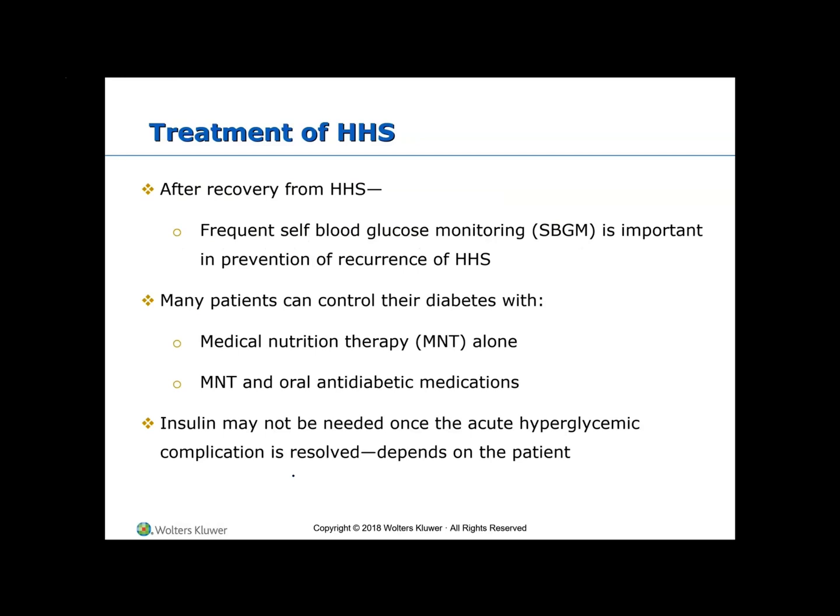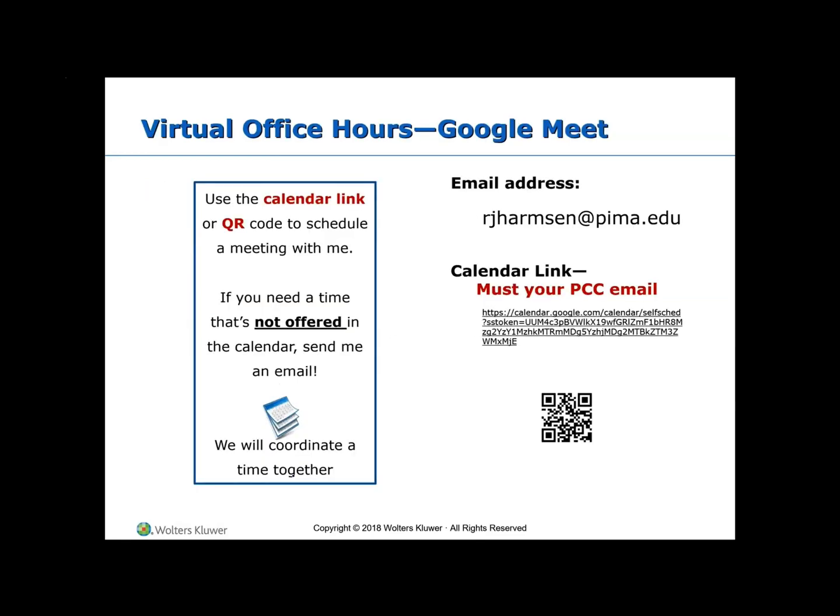Like I said, frequent self-blood sugar checks are important to prevent recurrence. So teach the patient how to check blood sugars, and medical nutrition therapy. With proper diets and oral anti-diabetic medications, insulin may not be needed once acute hyperglycemic complications are resolved, depending on the patient. A lot of patients, as they progress from type 2, will eventually have some form of type 1, or the reverse. A type 1 diabetic, as they get older, will generally begin to need oral anti-diabetic medications, moving them into a blend of type 1 and type 2.